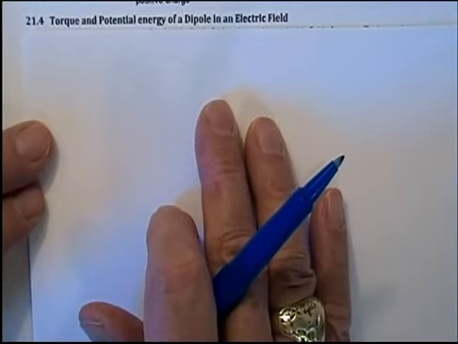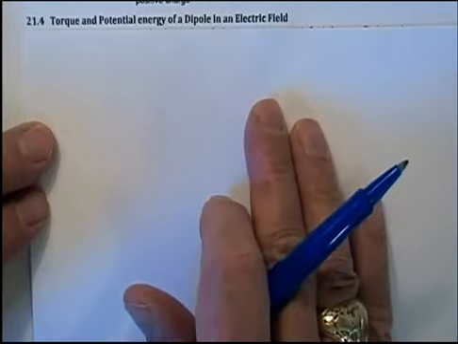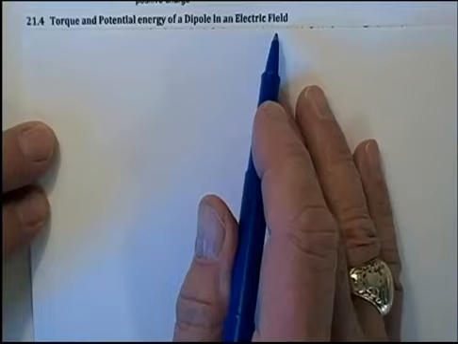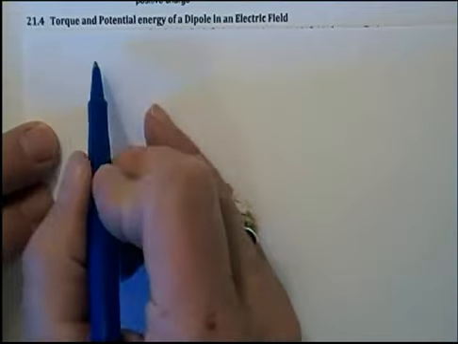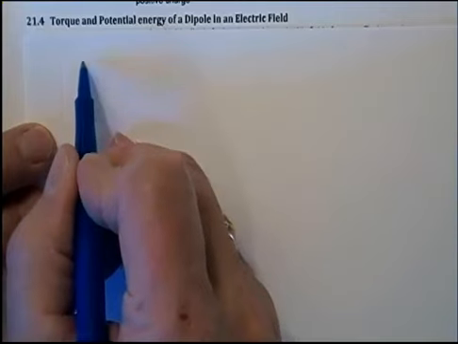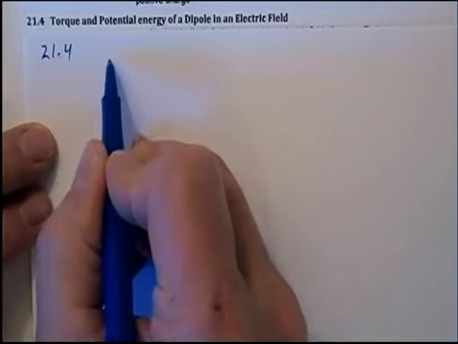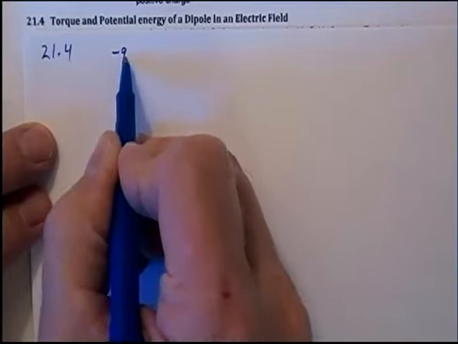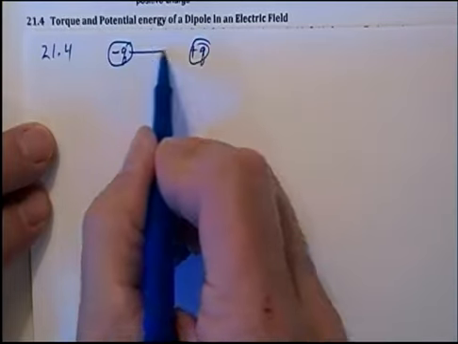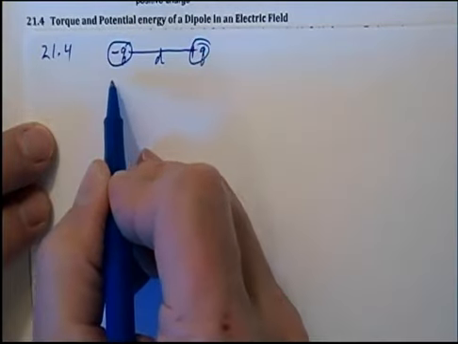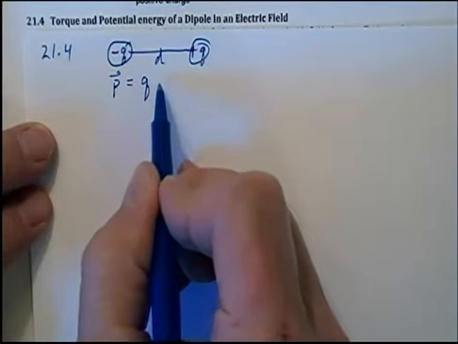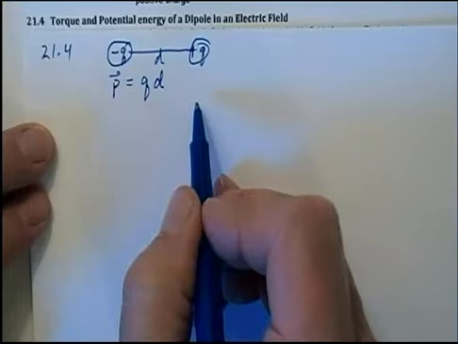This is the fourth and last module in the chapter on the electric field, and it concerns the torque and the potential energy of a dipole in an electric field. Well, in the last module, we defined a dipole as being two charges, a minus charge Q and a plus charge Q, that are separated from their centers a distance d. And we define that dipole as a vector, which is the positive charge times the distance between them.